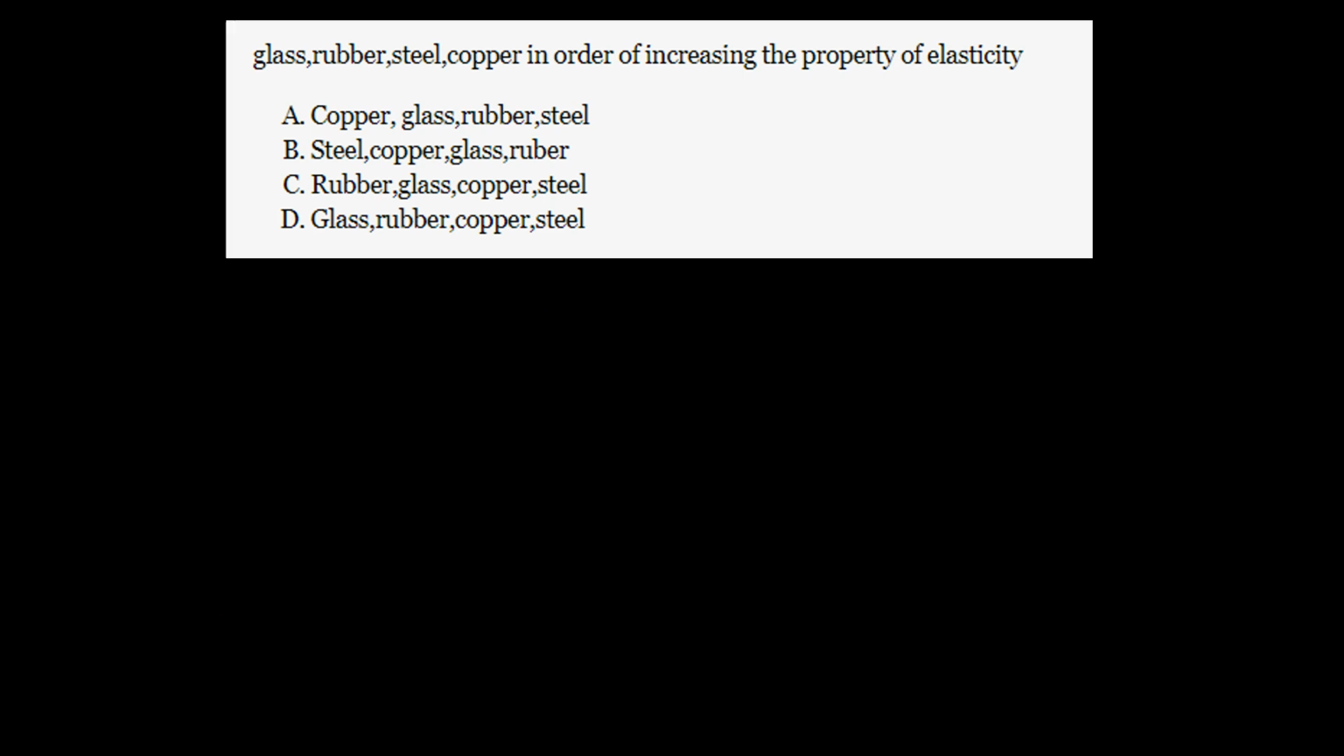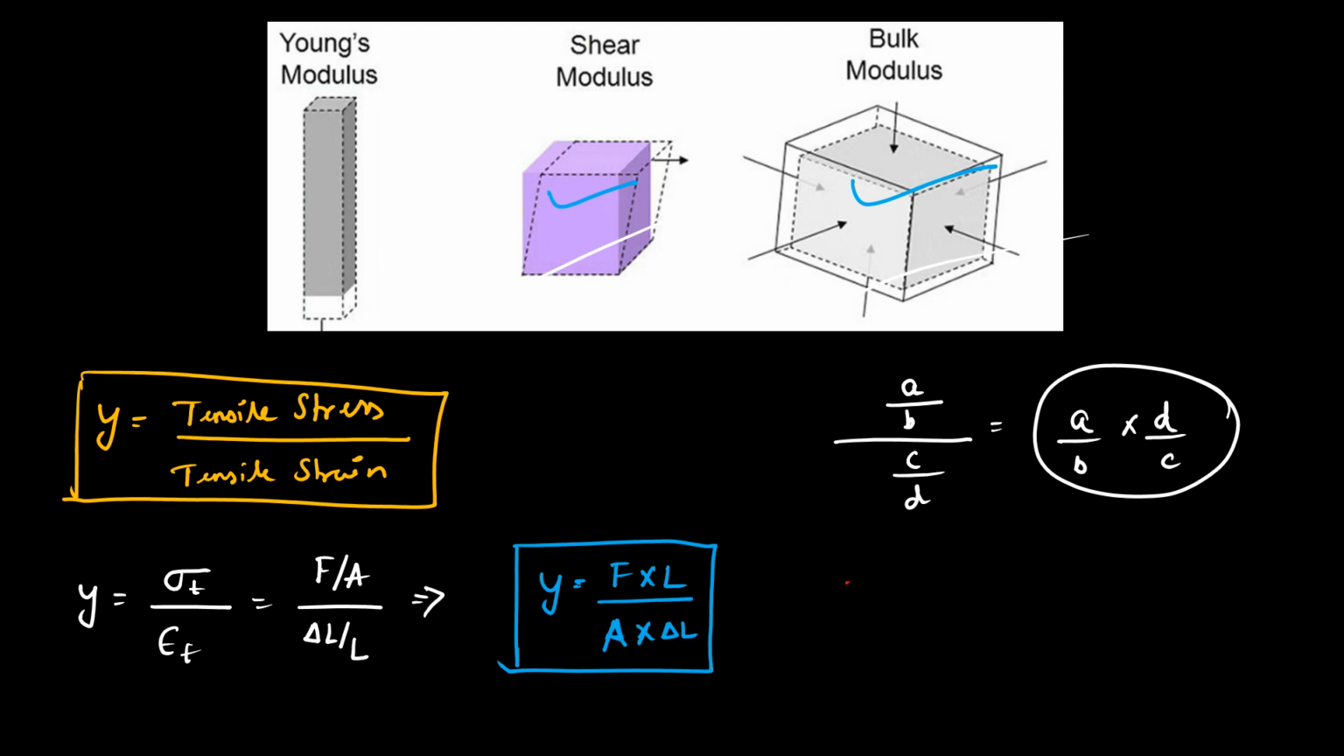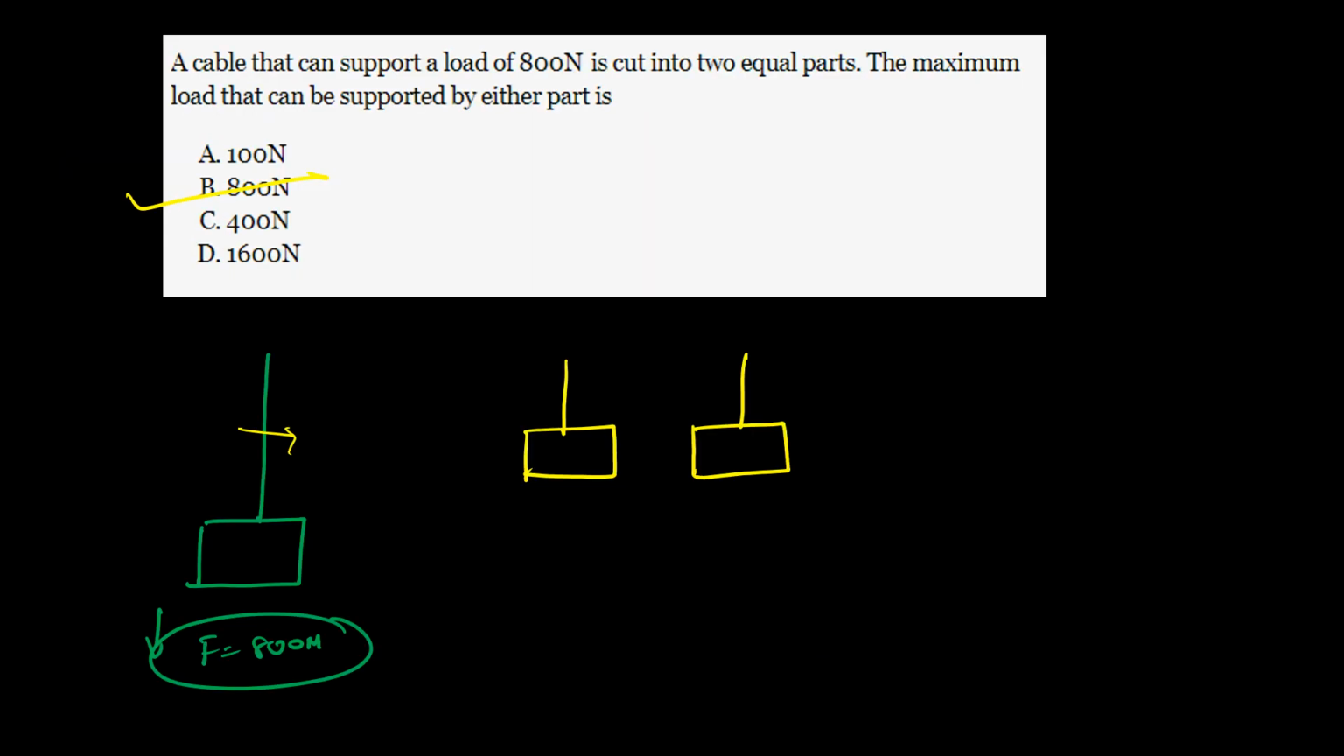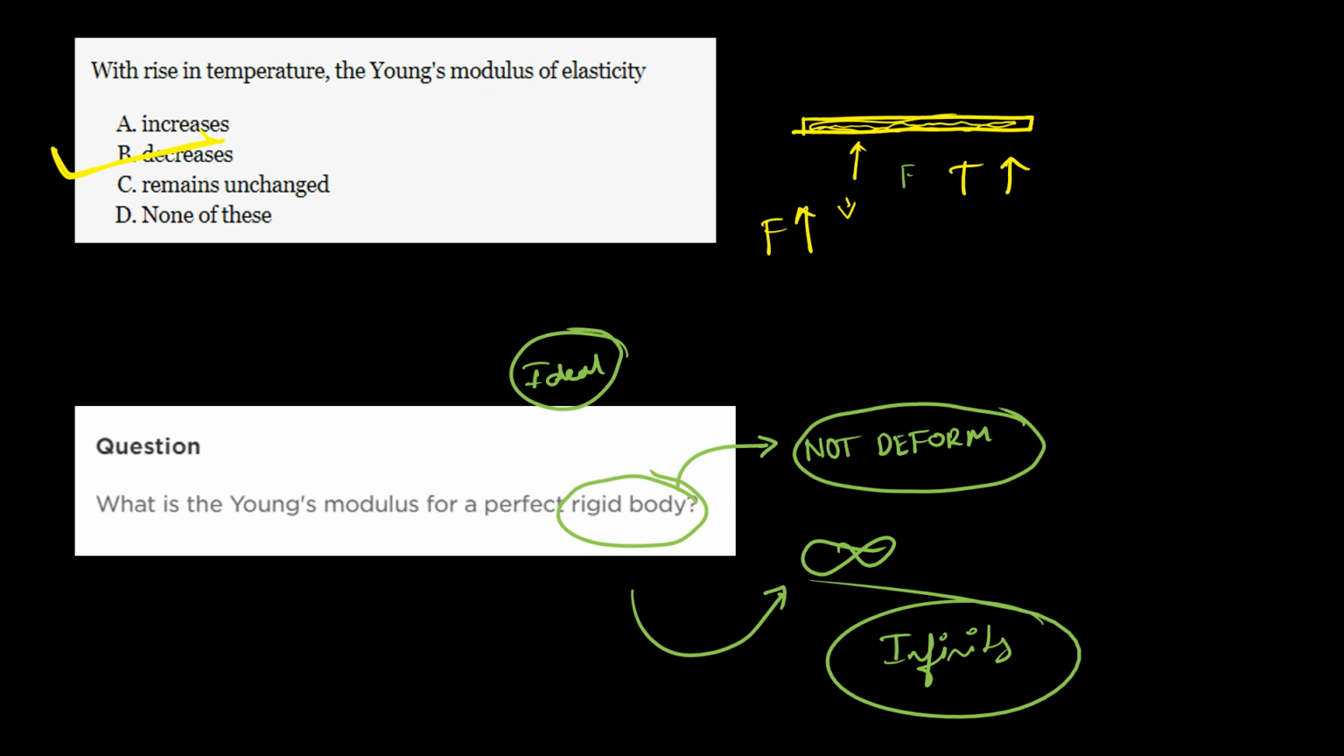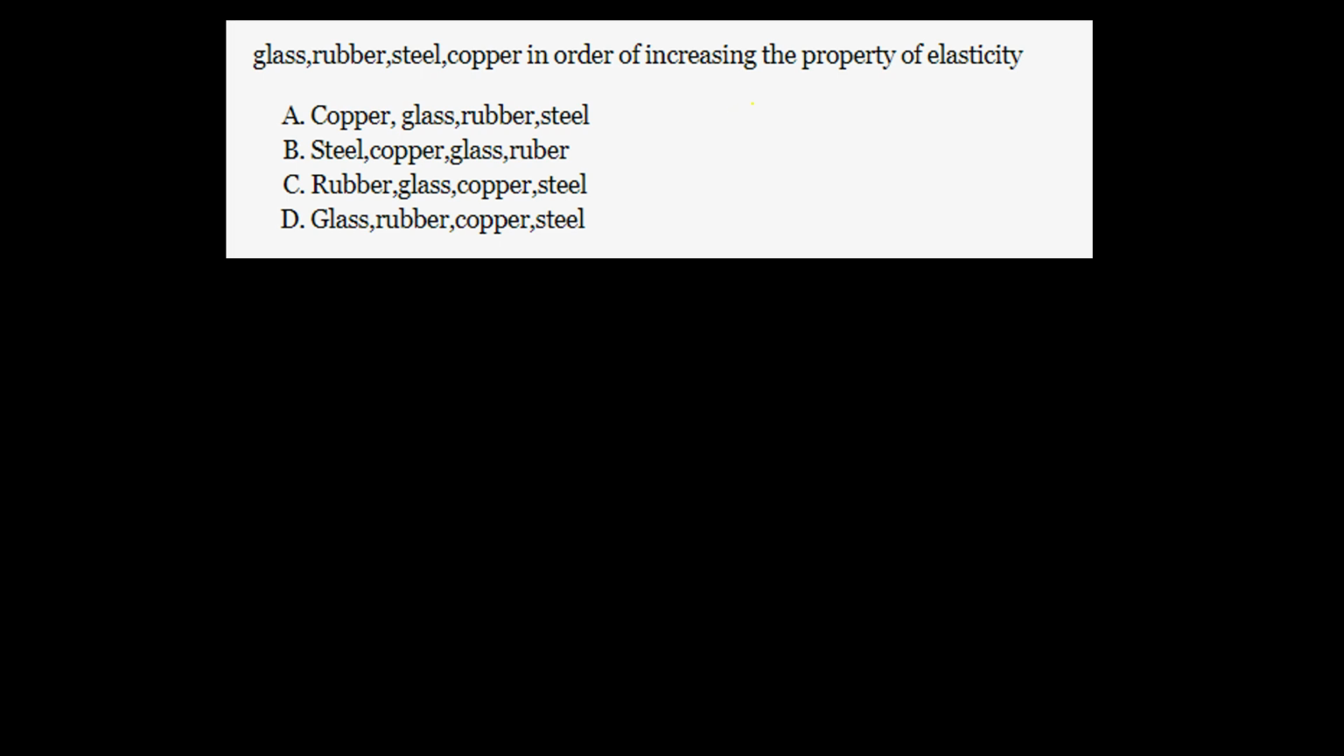Glass, rubber, steel, copper in order of ascending property of elasticity. What do you think the answer is for this one? I think I just told you over here, right? So where did it go? Did I erase that? Okay. So Young's modulus is going to be lower for the things that you can break easily, right? Over here, we have to plug in increasing order, meaning which is the material that we can break easily, rubber or glass. Steel and copper cannot be your answer, right? Just by looking at it, can you cancel option?